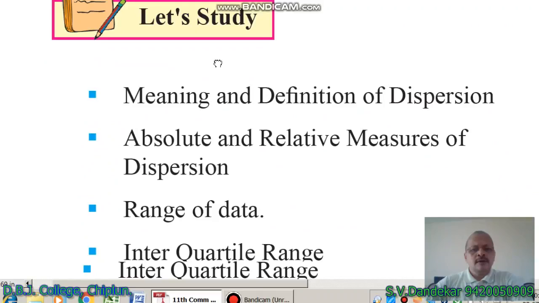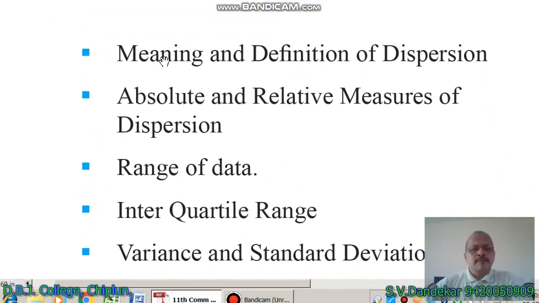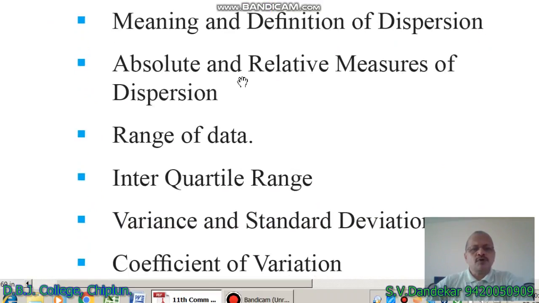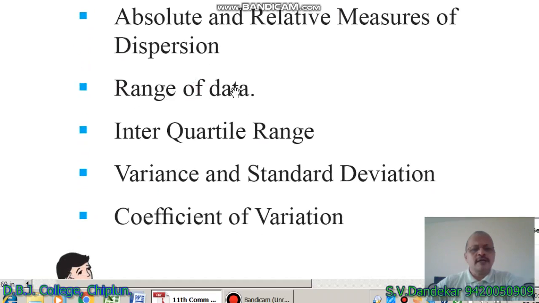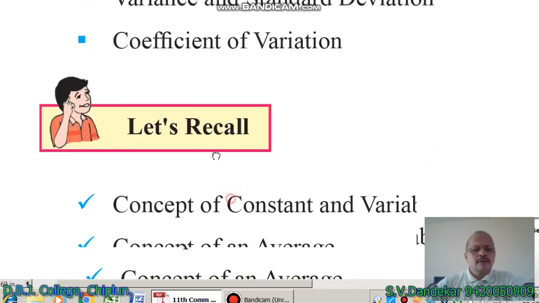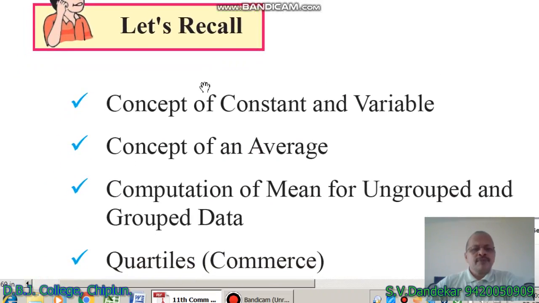In this lesson we are going to study the meaning and definition of dispersion, and the absolute and relative measures of dispersion, which are range, interquartile range, variance and standard deviation, and coefficient of variation. Let us recall the concept of the constant and variable.